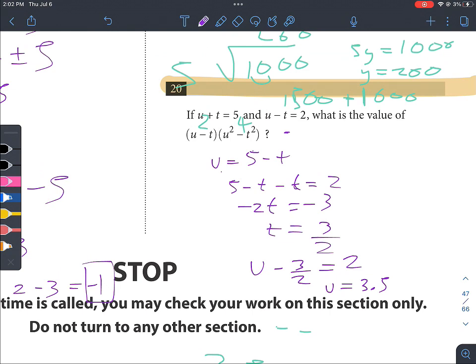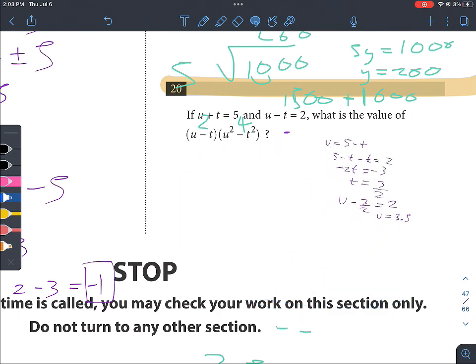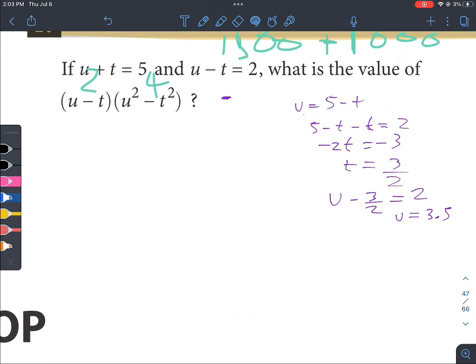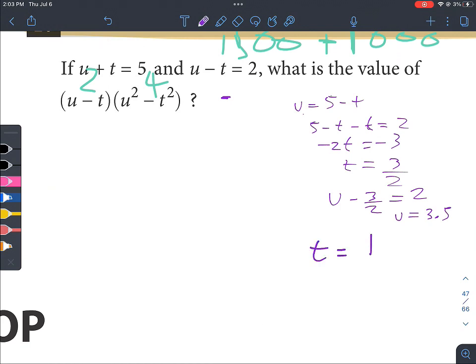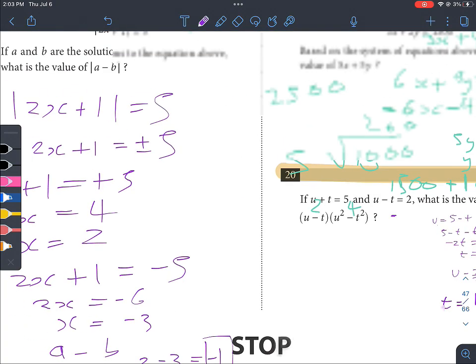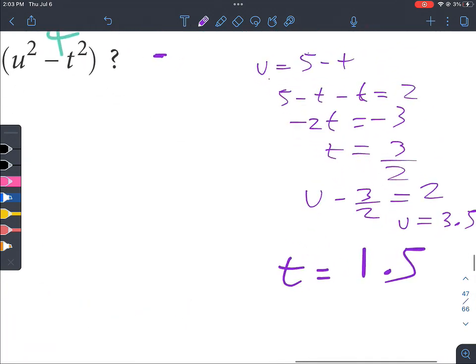Let's just ignore me. I just did what I did last time, but in a longer format. U equals 3.5 and T equals 1.5. So U squared. I don't know how to square decimals. That's what scares me.